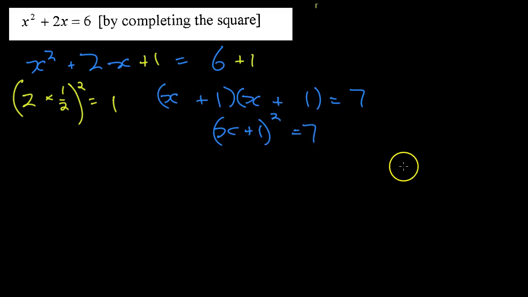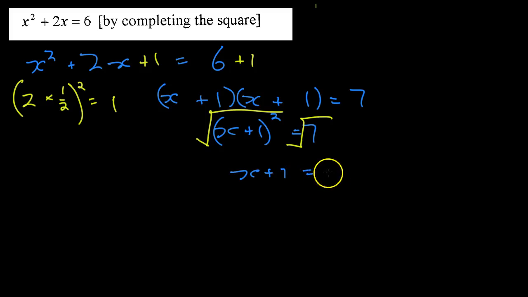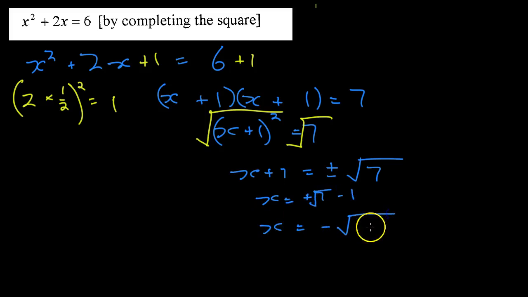Now we're taking our square root. So in this case, we're going to have a positive and negative answer because we're taking our square root for a different purpose. So square root over here, x plus 1 is positive or negative square root of 7. So remember, when you're completing the square, it's positive or negative. So our two answers are positive square root 7 minus 1, and the other answer is negative square root 7 minus 1. Those are your two answers.